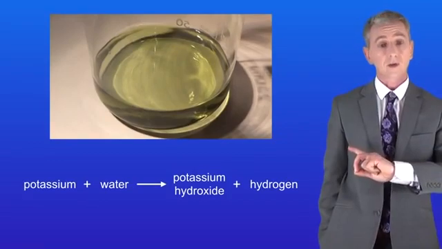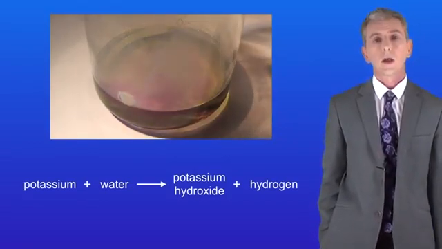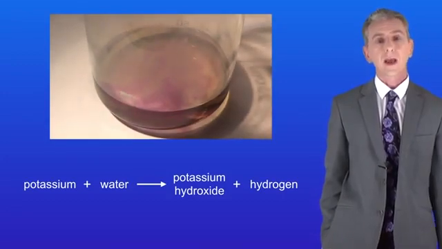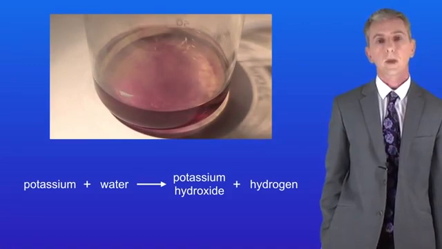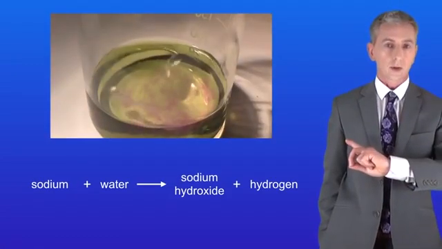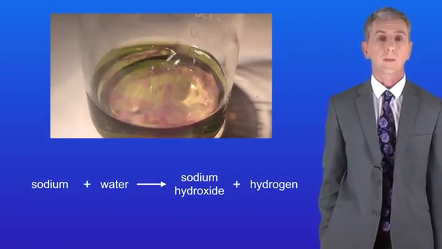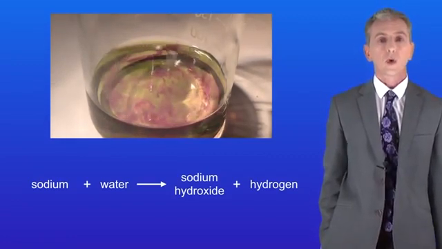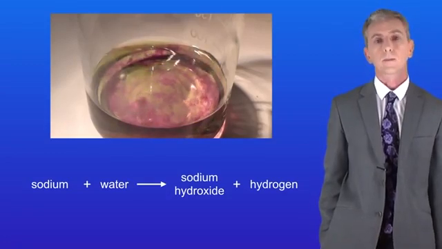the reaction of potassium with water. As you can see, this is an extremely vigorous reaction. When potassium reacts with water, we make the alkali potassium hydroxide and the gas hydrogen. Here's sodium reacting with water. As you can see, sodium reacts less rapidly with water than potassium. When sodium reacts with water, it produces the alkali sodium hydroxide and hydrogen gas.